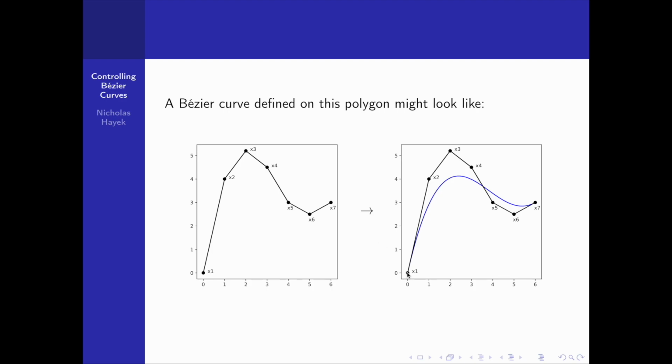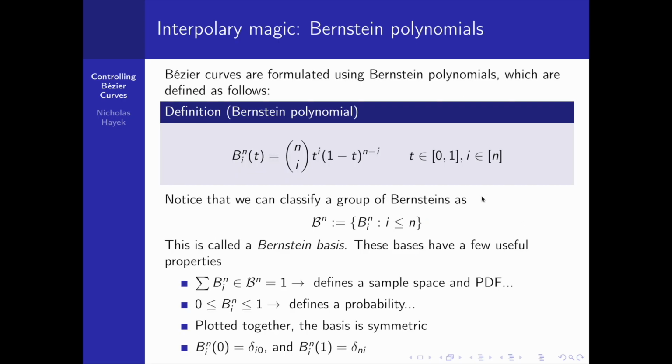You can see that it interpolates the endpoints exactly, which is one of the characteristic properties of Bezier curves. And it looks quite nice. So first we have to talk about Bernstein polynomials before we get into Bezier curves, because this is, in essence, the machinery of Bezier curves. And so this is how they are defined.